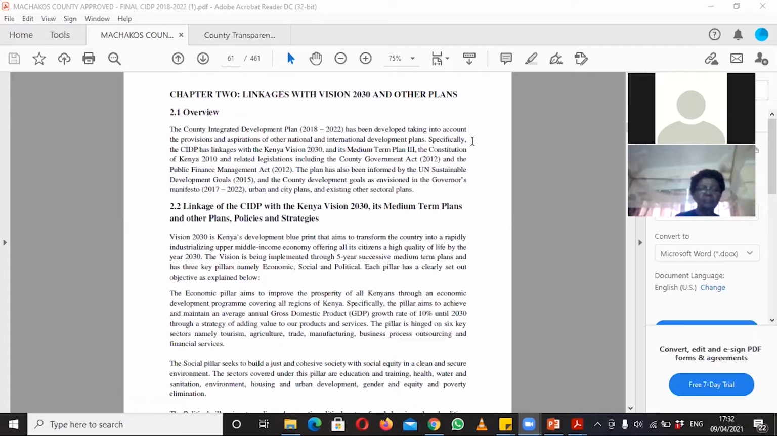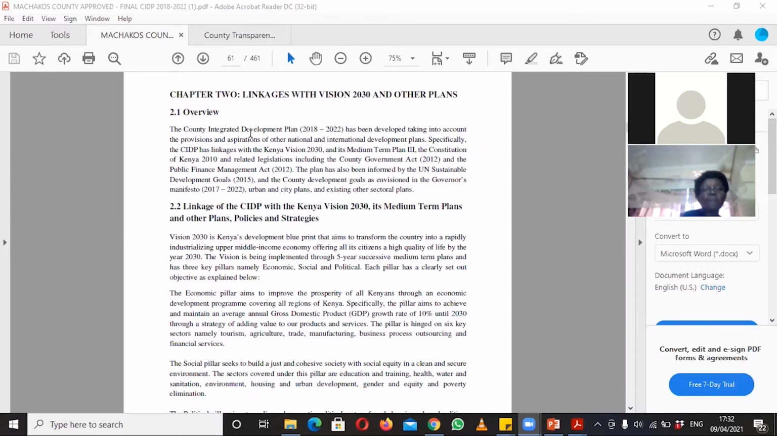We are still continuing on the subject of the CIDP. One of the things we'll be looking at is an overview of the County Integrated Development Plan, so that at least you can learn more about it.